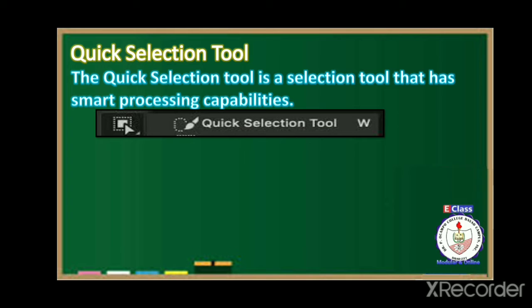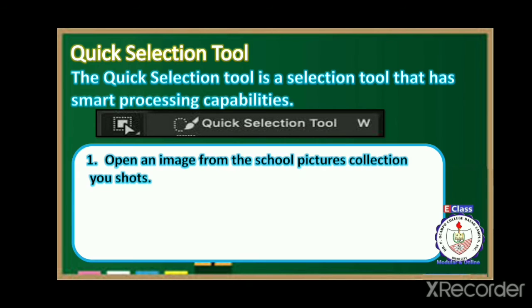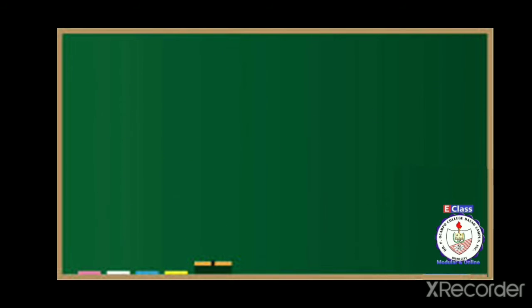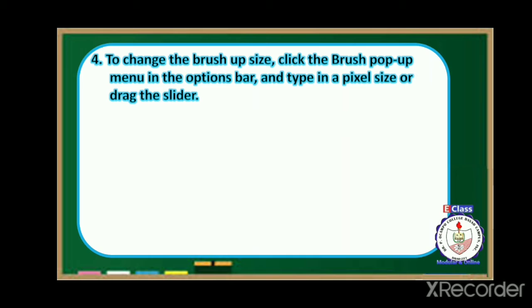Now let's try the quick selection. One, open an image from the School Pictures collection. Next, select the quick selection tool. Third, in the options bar, click one of the selection options: new, add to, or subtract from. And this is the example of number 4. To change the brush size, click the brush pop-up menu in the options bar and type a pixel size or drag the slider.